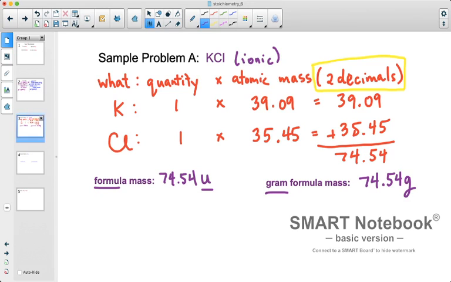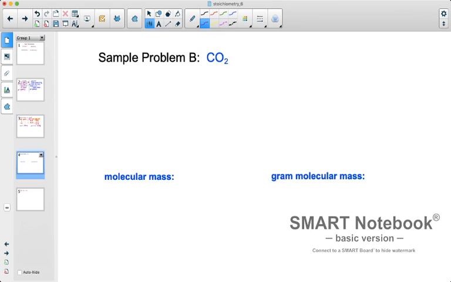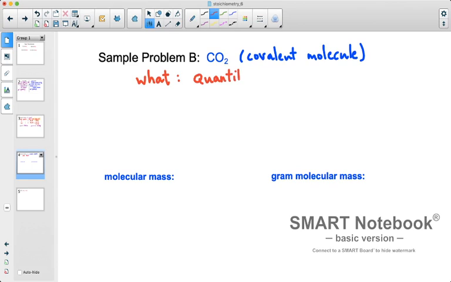All right, let's look at another example. This time I have CO2. Carbon dioxide is a covalent molecule. I know it's covalent because it's a nonmetal attached to a nonmetal. Now, it is the same procedure. I need to determine what I have. I need to know how much of each I have. And then I need to multiply it by its atomic mass to 2 decimal places. And then I need to sum everything together.